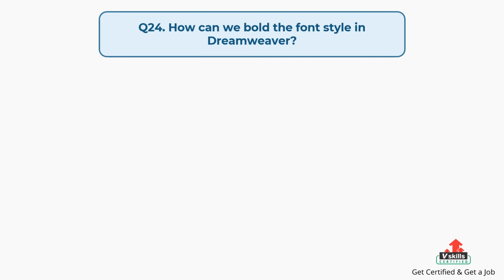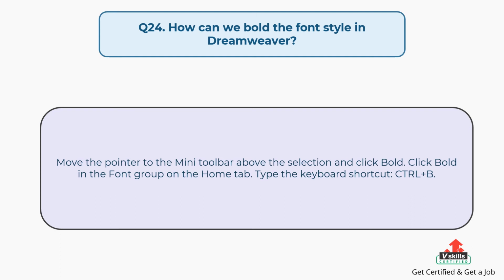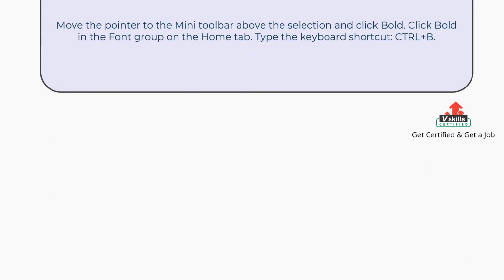Question number 24. How can we bold the font style in Dreamweaver? The answer is, move the pointer to the mini toolbar above the selection and click Bold. Click Bold in the Font group on the Home tab. Type the keyboard shortcut, Ctrl+B.